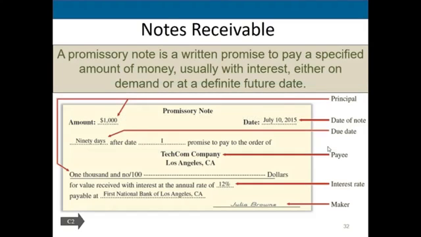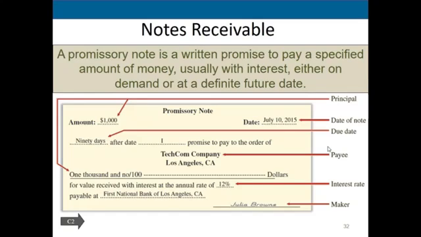Finally, we're going to get into notes receivable. What is a note receivable? It's a promissory note that is used in a specified amount of money, usually with interest, usually to convert an accounts receivable over into something that's more extended.